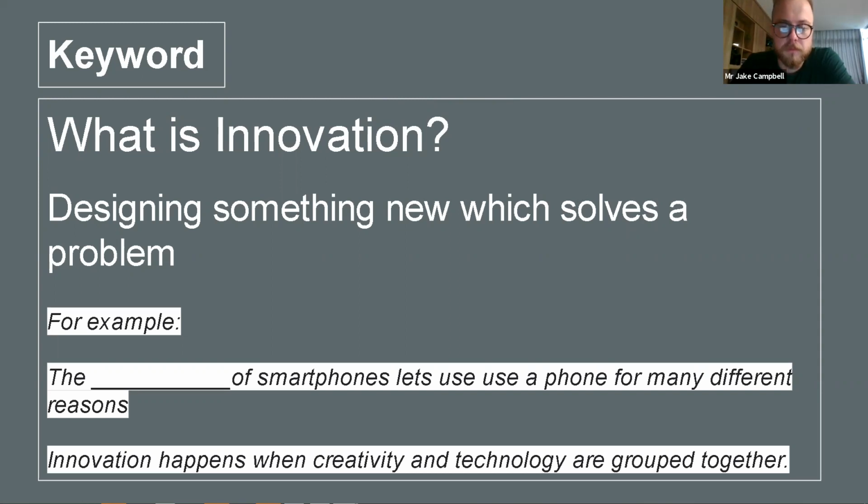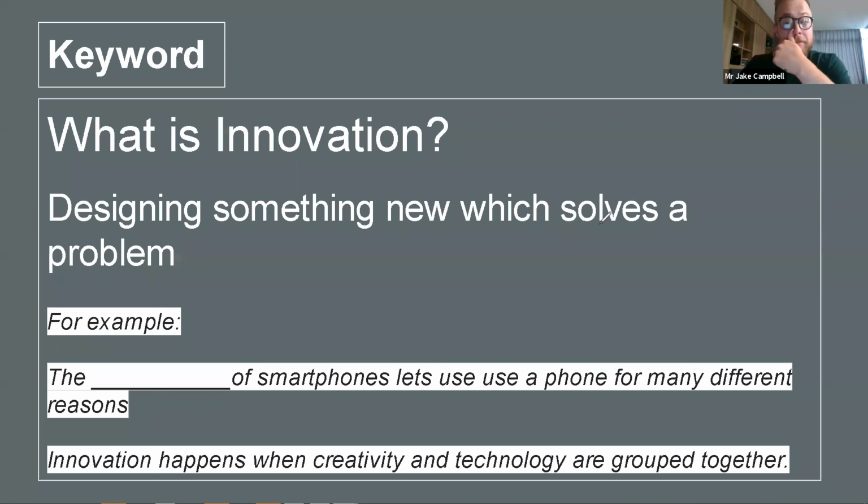Innovation happens when creativity and technology are grouped together. Yeah, I think your camera's going a little bit strange, but yeah, you're right. Yes, Sophia. Yes, hello. Very silent, Sophia. I'm not sure why. Okay, yeah. So innovation happens when creativity and technology are grouped together. Okay, I use these two things to create innovating ideas.